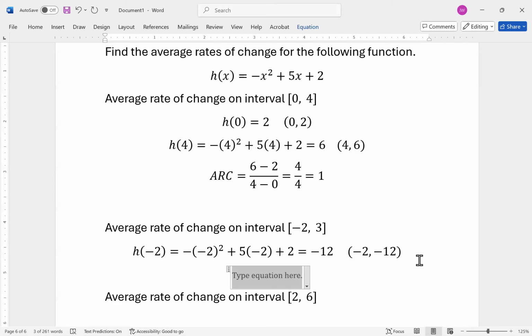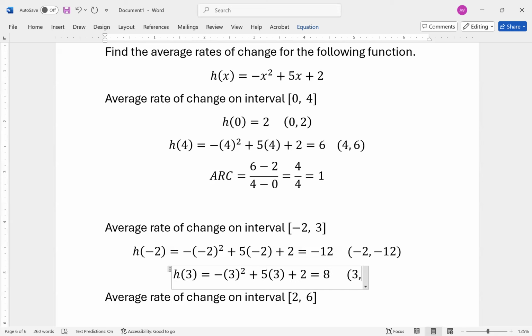I do a similar thing with 3. When I plug in 3, negative 3 squared plus 5 times 3 plus 2. That's going to be -9 plus 15 plus 2, which is an 8. That means the point that my graph goes through is 3, 8.